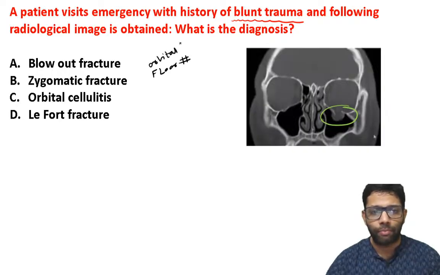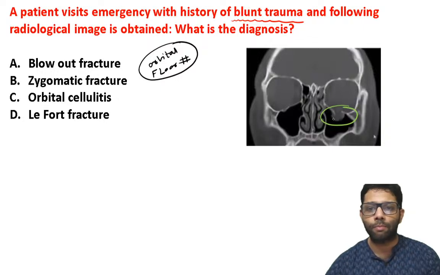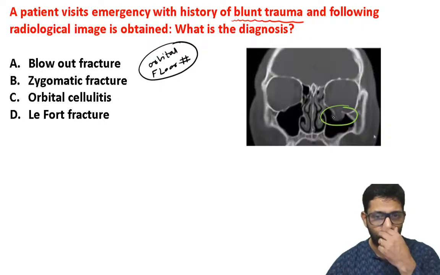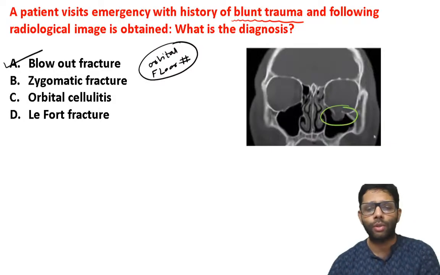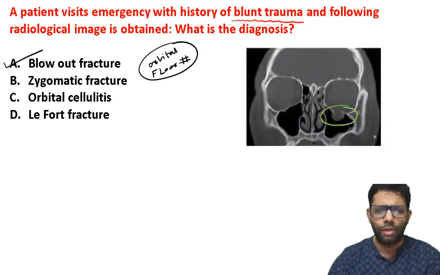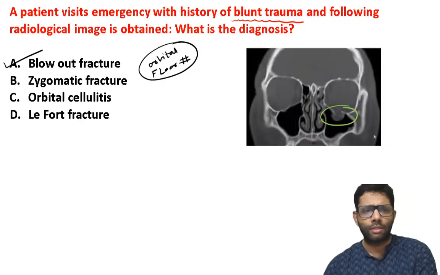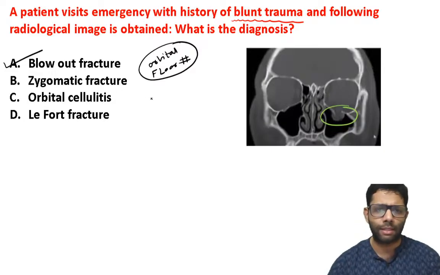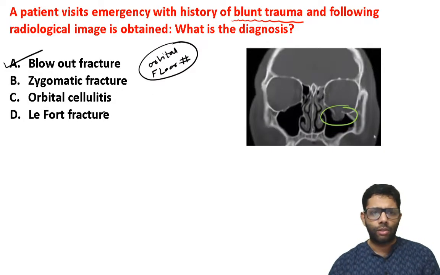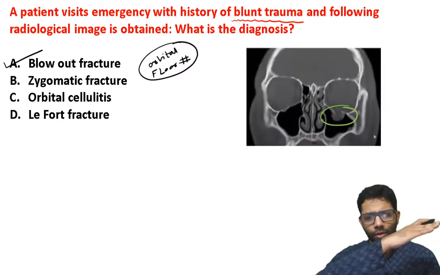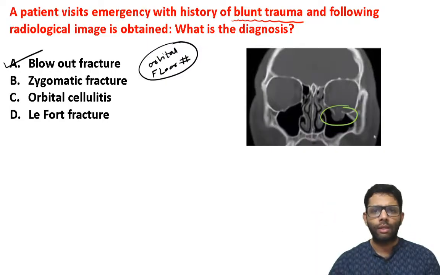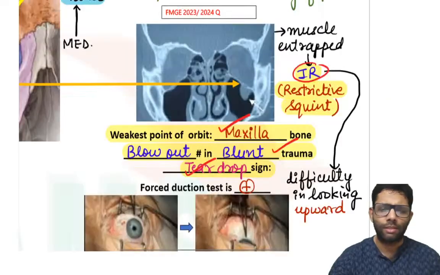And why orbital floor fracture? Because the maxilla bone is the weakest point of the orbit, which is the floor. The fracture is known as a blowout fracture, seen in blunt trauma. So the trauma question is very, very important, and it has been asked multiple times. There is a zygomatic fracture in the floor, but the weakest point in the orbit is the maxilla. Now there is no hint of orbital cellulitis. Orbital cellulitis means infection and inflammation in the orbit, with pain, redness, and proptosis, protrusion of the eyeball. There is nothing like that. And a Le Fort fracture would include the entire nose also, not only the floor. This question has been asked multiple times.